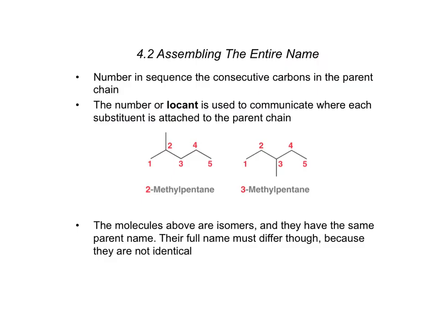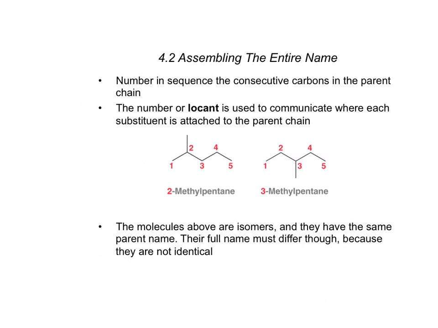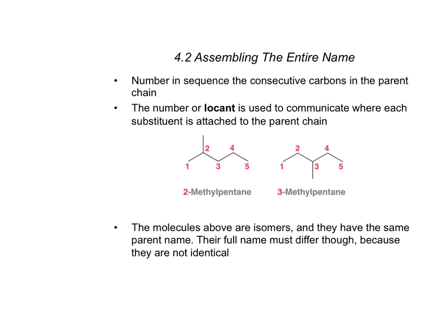Okay, so we've gone through the first 2 rules, or the first 2 steps in determining the IUPAC name for a compound. And so now we're going to start talking about the third step. In the third step, we're going to assign a number, or what we call a locant, to each position in the parent chain. The main purpose of this is to denote where the substituents come off of the parent chain. And we do that with numbers, okay?